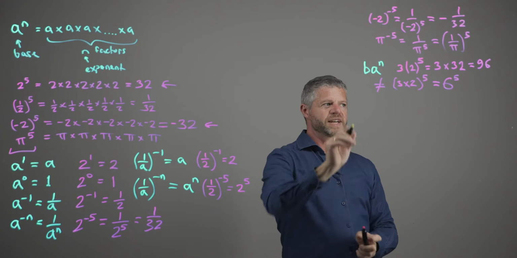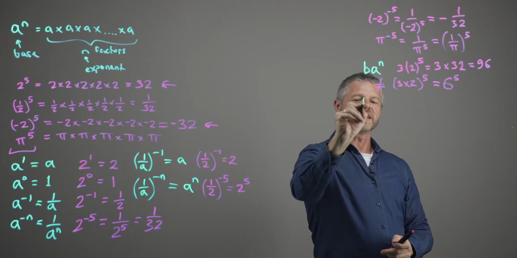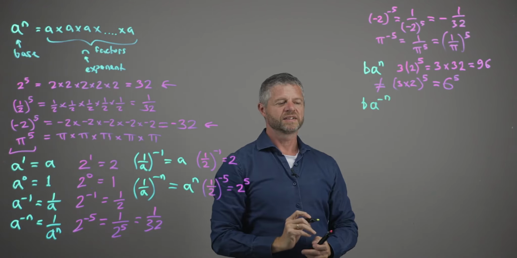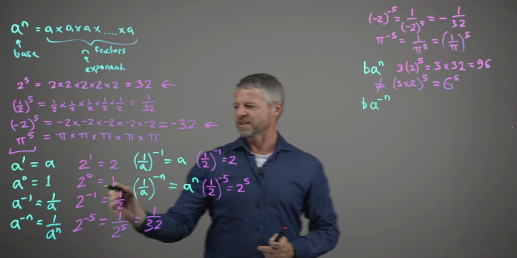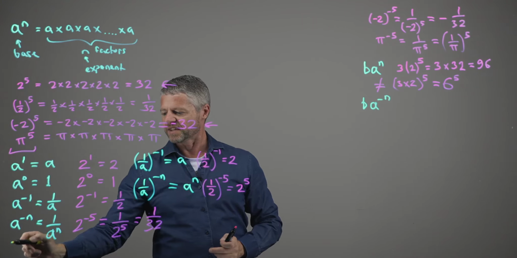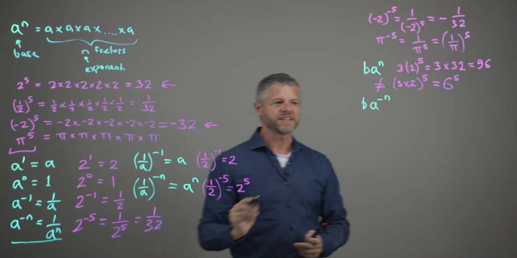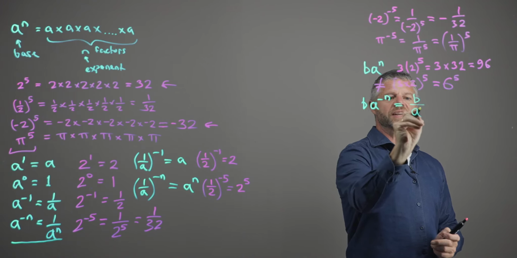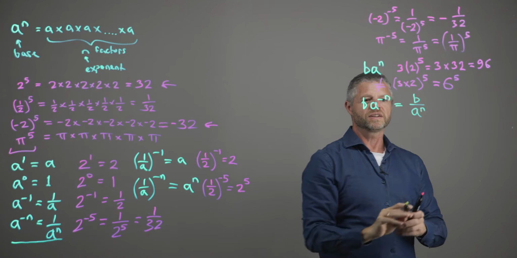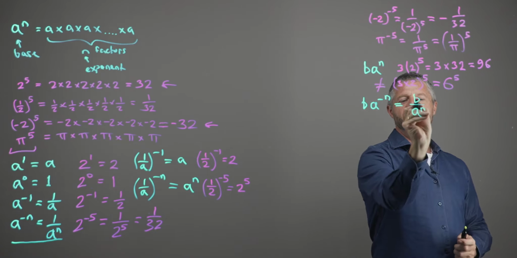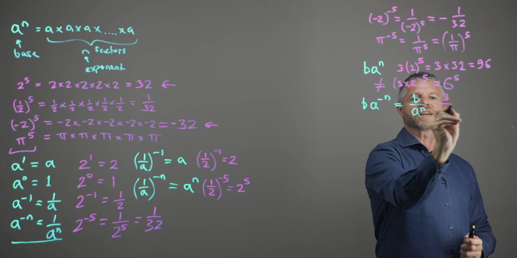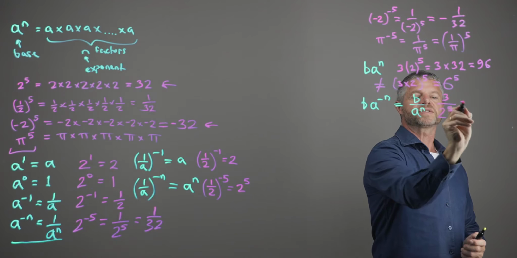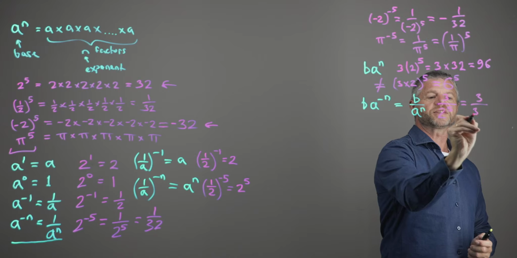What about b times a to the minus n. So remember, a to the minus n was over here. That's 1 over a to the n. So we could rewrite this as b over a to the n. So an example here would be if b is 3 and a is 2 and n is 5. So we're going to have 3 divided by 32.